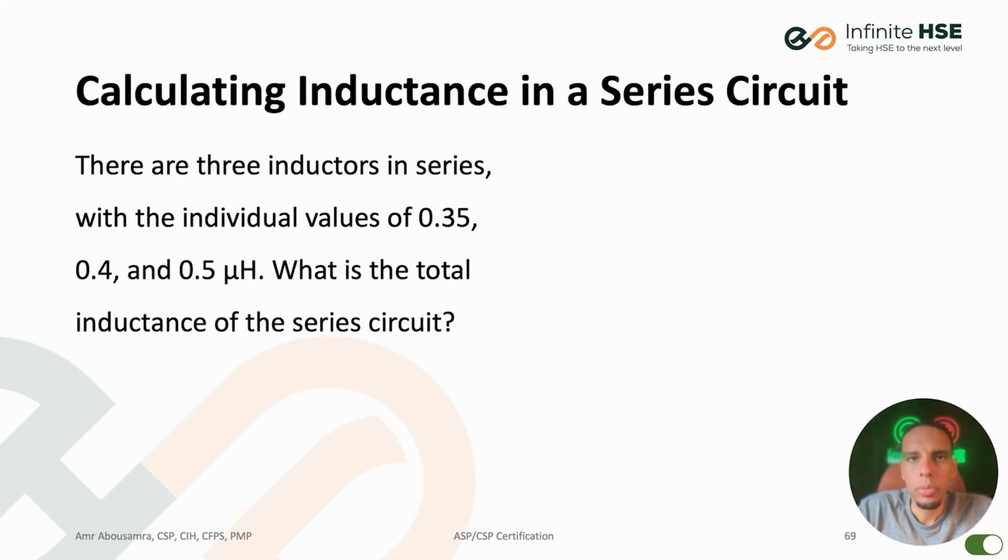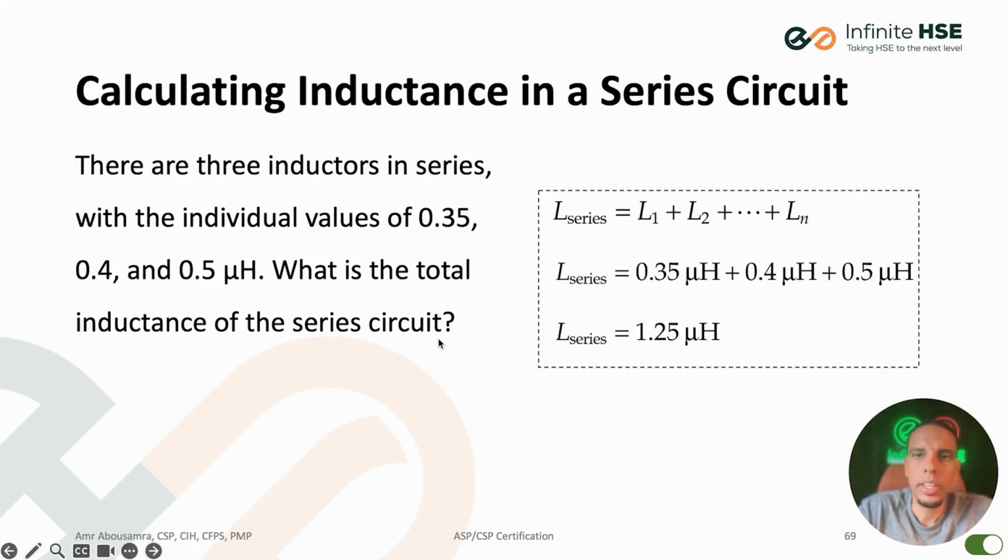As we said, the three components of an electrical circuit are resistors, capacitors, and inductors. We've already calculated the resistors and the capacitors, so now we'll also calculate the inductors. Here, we're talking about inductance in series circuits. The information given in the question says that there are 3 inductors connected in series, meaning one after the other in a sequence. And these are their values, 35, 0.4, and 0.5 microhenries. So what is the total inductance in the series?